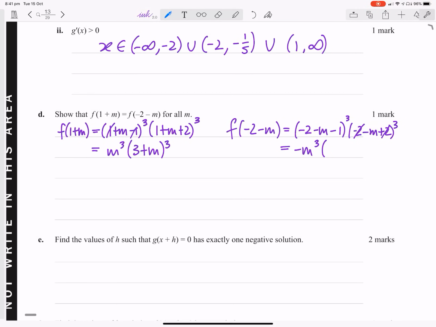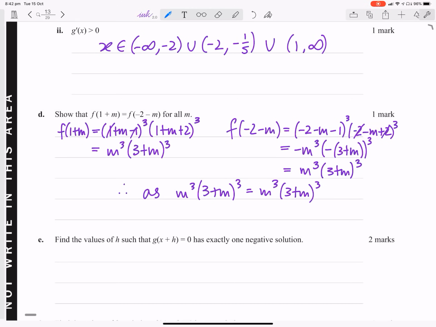Then we've got negative 3 minus m. We could take the negative out, 3 plus m, it's all cubed, which is m cubed, 3 plus m cubed. Therefore, as m cubed 3 plus m cubed is equal to m cubed 3 plus m cubed, f of 1 plus m is equal to f of negative 2 minus m.